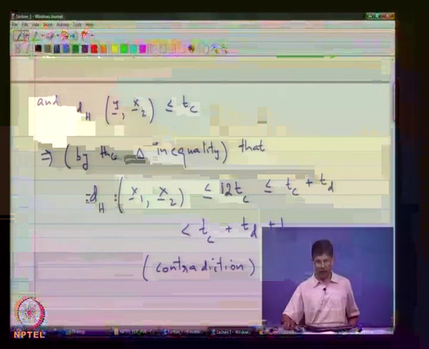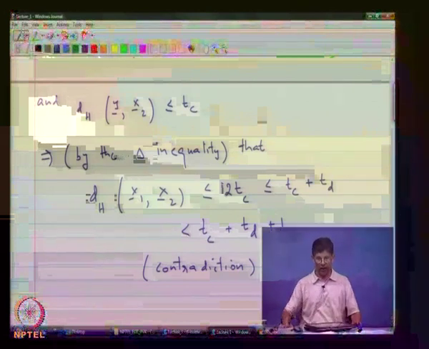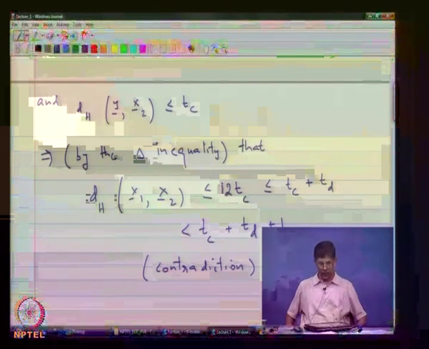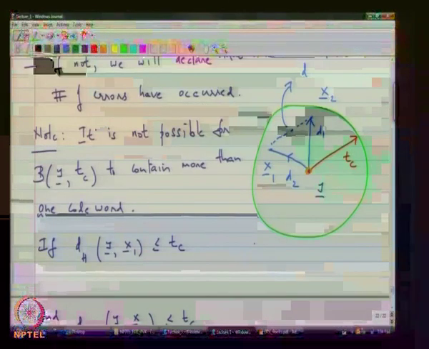Okay. So, what that means is that we have ruled out the possibility that the ball of radius t sub c around y can contain more than one code word. So, the only possibilities therefore are that either the ball contains no code word, okay, so we are back here, either this ball does not contain a code word or it contains exactly one.